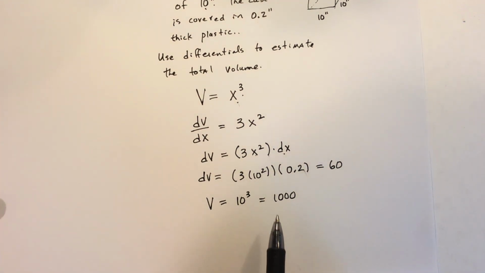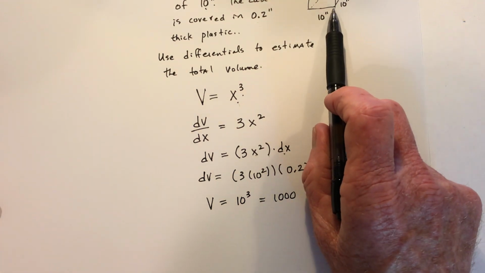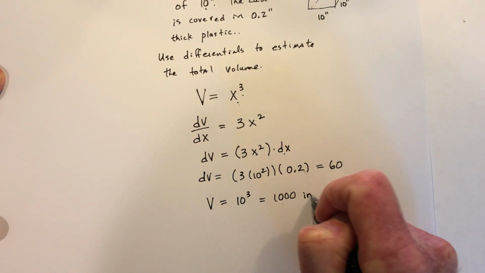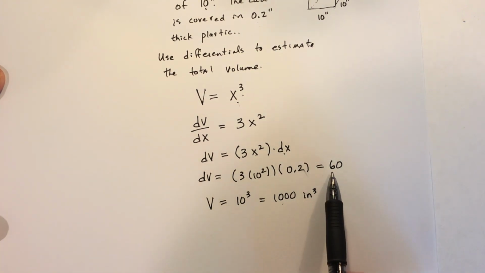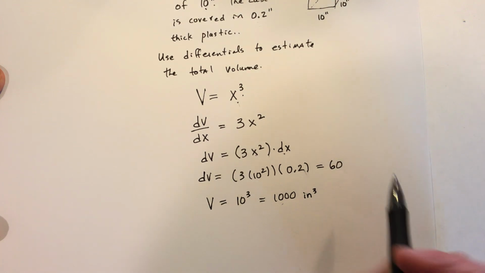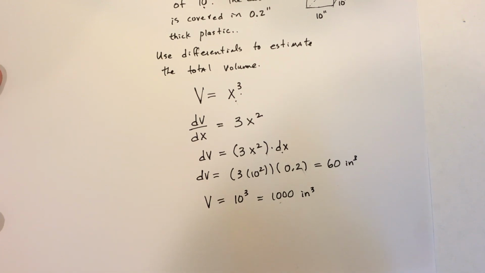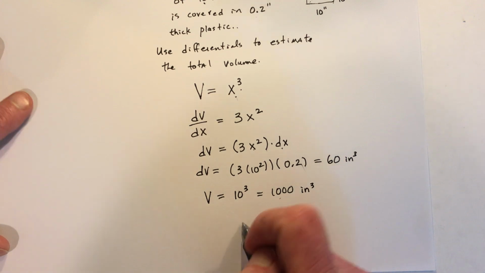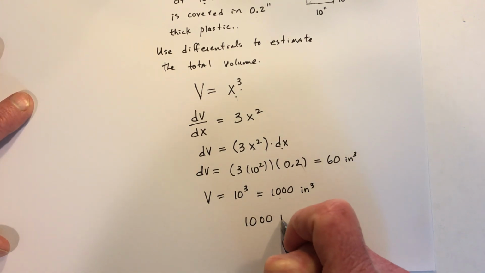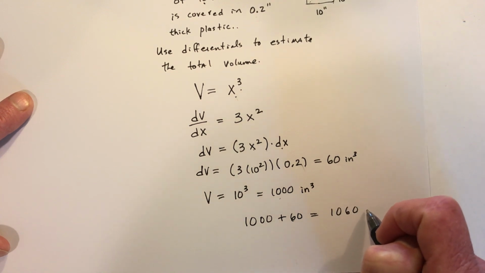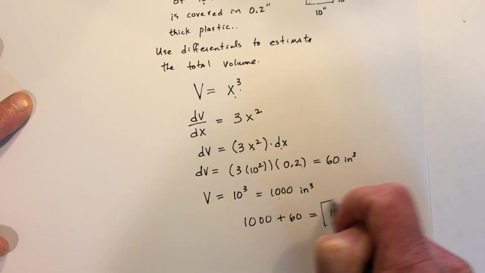So what this is basically telling us is that whatever is inside this box, the box itself is taking up 1,000, and the units would be inches cubed. And then the volume of the plastic around the outside is adding an extra 60 cubic inches of volume. So this is how much plastic is being used, and this is how much the actual product is, or the space it's taking up. So then the total would be 1,000 for the inside part plus 60 for the plastic part. So that would be 1,060, and the units are still cubic inches.